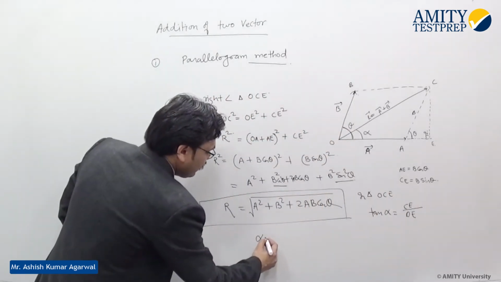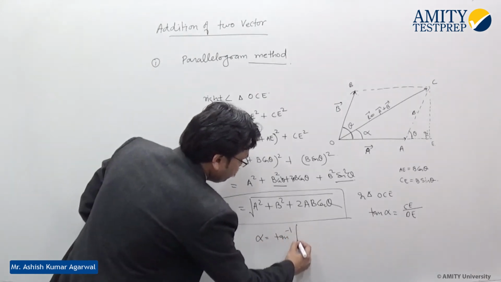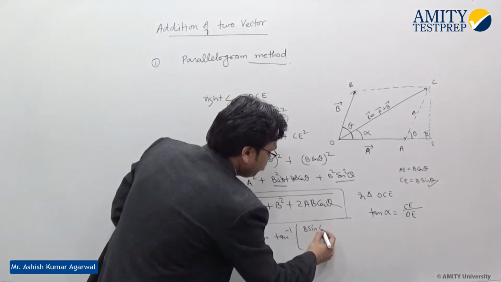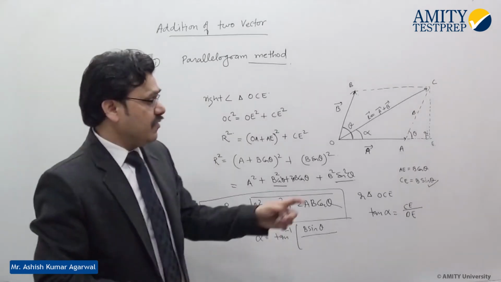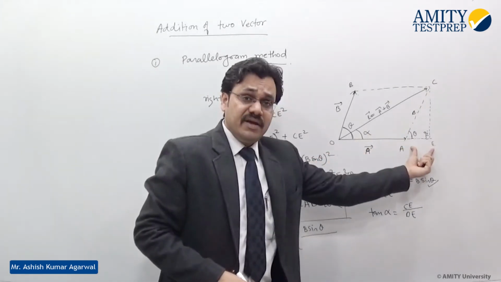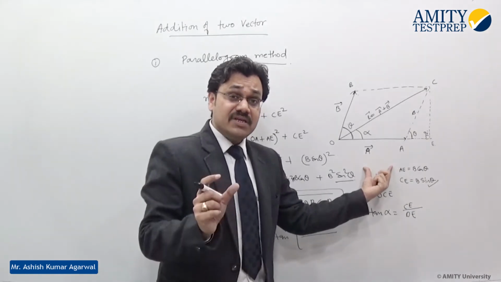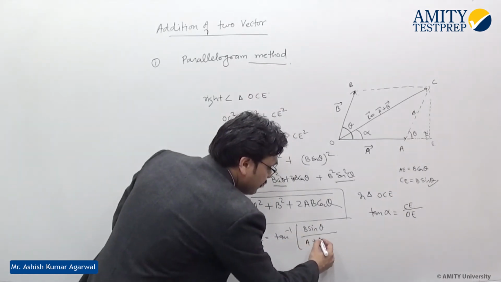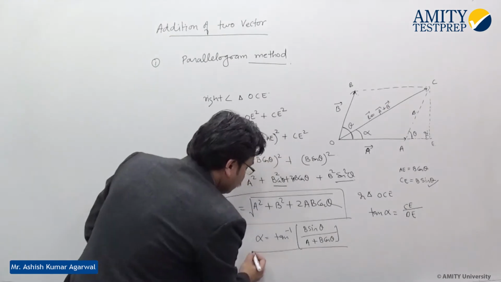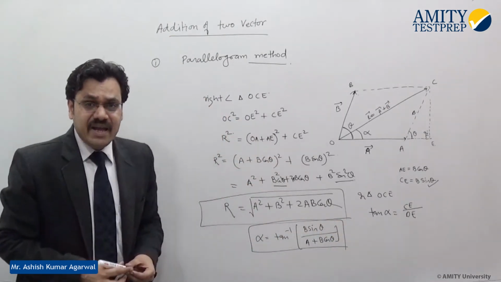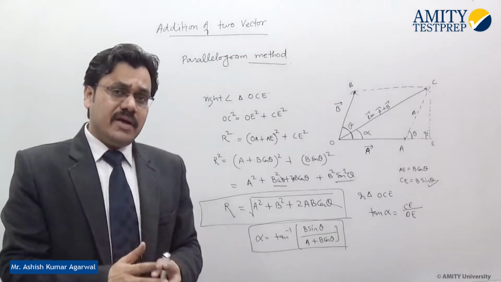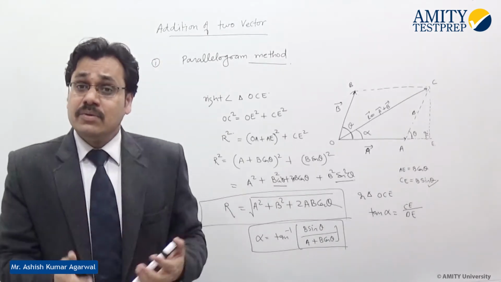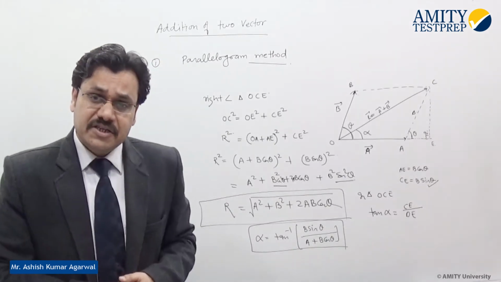Clearly, if you want to find out alpha of the resultant, it will be tan inverse. Now CE, I've already calculated, will be equal to B sin theta. And what is OE? If you want to find OE, it is OA plus AE. OA is the magnitude of A, and AE should be equal to B cos theta. So it should be A plus B cos theta. In this way, you can find the angle of the resultant with the vector A. This is very helpful when you are going to solve problems of addition of two vectors.